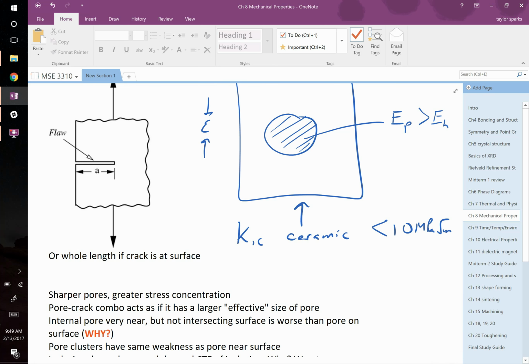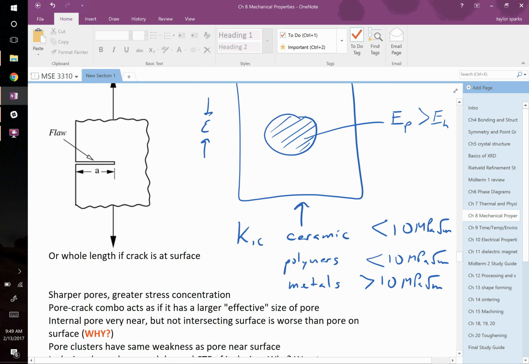What about polymers? Yeah, most polymers tend to be pretty brittle. They're also in sort of this less than 10 category. A lot of them are even a lot less. What about metals? Greater than 10 is not a bad way to put it. Steel, for example, is a very tough material, and it's around 50. Aluminum is a little bit less. It's like 30 or 40, right?